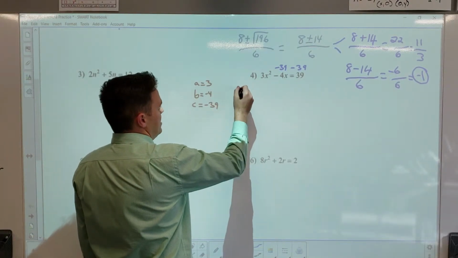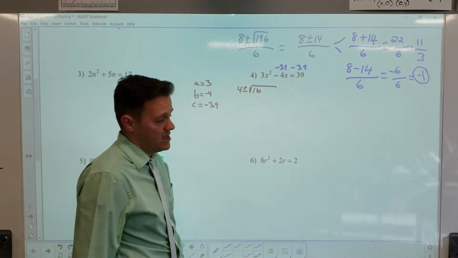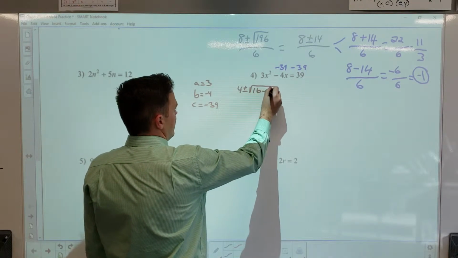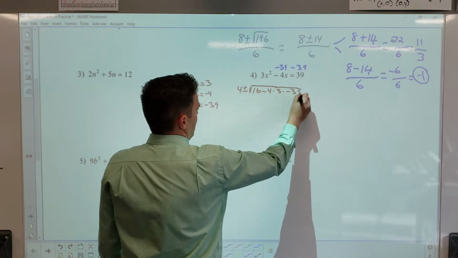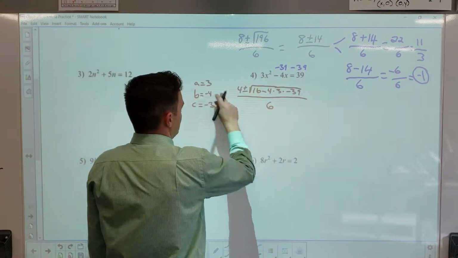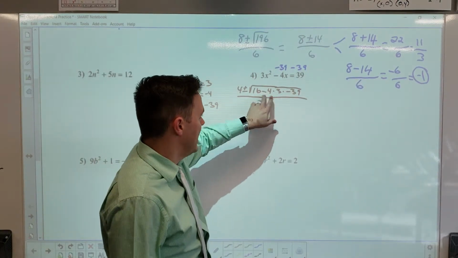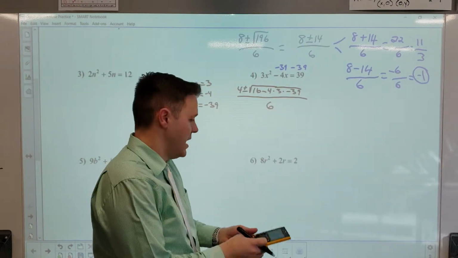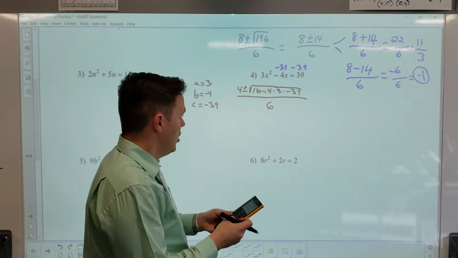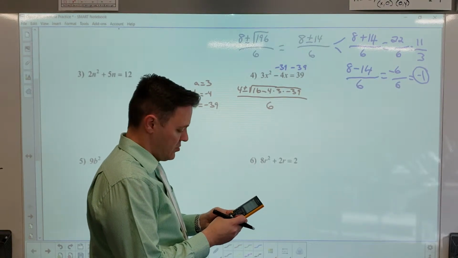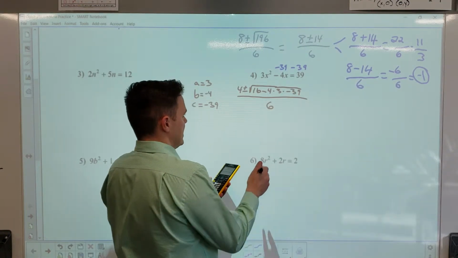So it's negative B, so it's 4 plus or minus the square root of 16. B squared is always going to be positive, okay? So make sure you guys understand that. Minus 4 times A times C, and that's all over 2 times A, which is 6. All right, so same setup. Make sure you guys multiply this out. Negative times the negative is going to create another positive, okay? So, not negative 16. You go negative 4 times 3 times negative 39. It's a big number. It's 468, okay?